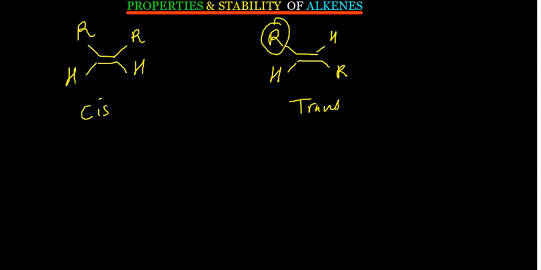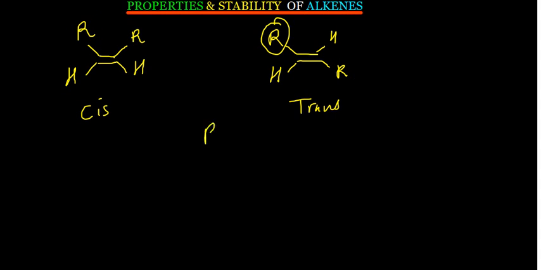We can see these R groups are further apart, and so there is reduced repulsion. But when these R groups are together, they push themselves away because these contain electrons, and electrons repel each other. That makes them less stable.